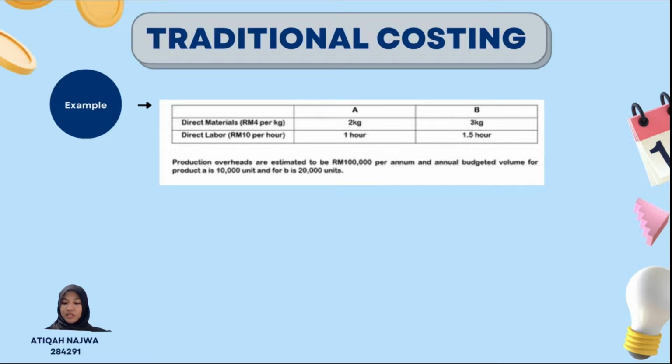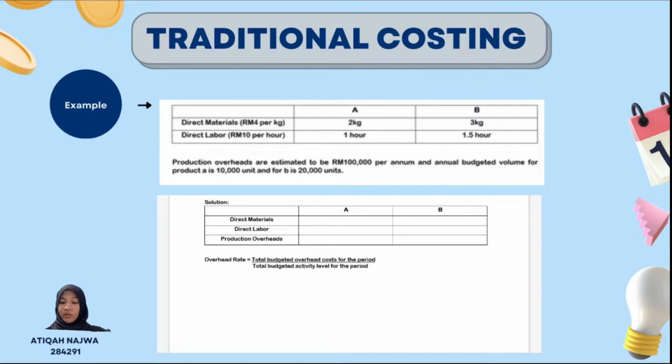Direct materials. For product A, as we can see from the question, it is 2 kg. So, we take 4 ringgit times 2 kg equal to 8. For product B, as the question shows, it is 3 kg. So, we take 4 ringgit times 3 kg equal to 12.